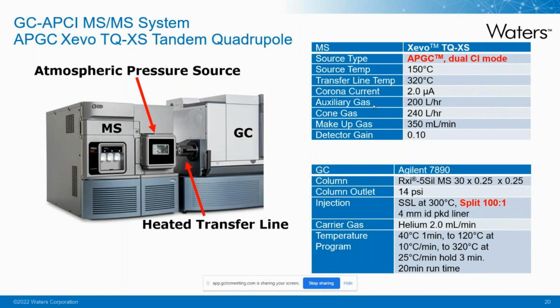In this next study of semi-volatile compounds, we're again running in a dual chemical ionization mode where we have both charge exchange and protonation occurring. We have a 100 to 1 split injection and a standard 5% phenyl column, but I'm not going to read through each set of conditions for you. I just want to show you that these are some common things. It's a 100 to 1 split injection and an intentional dual CI mode.